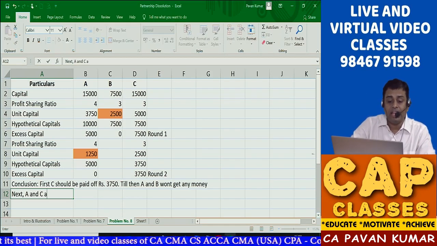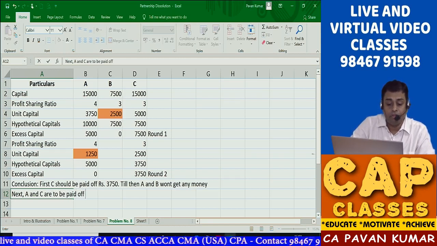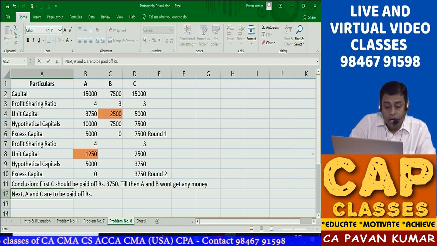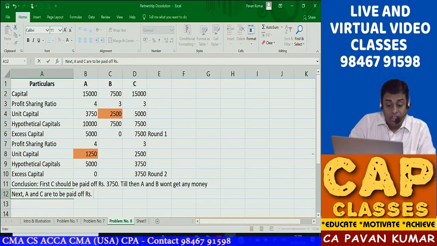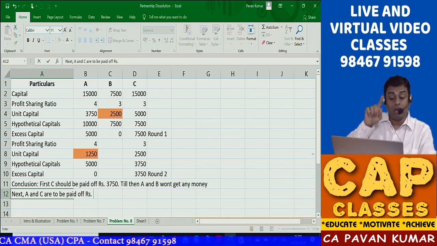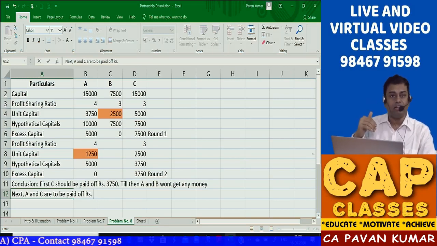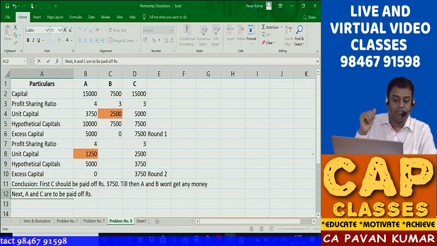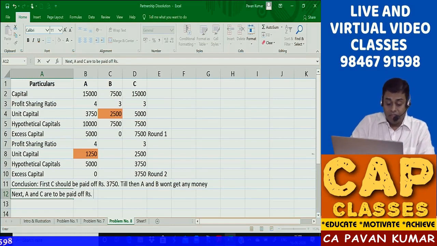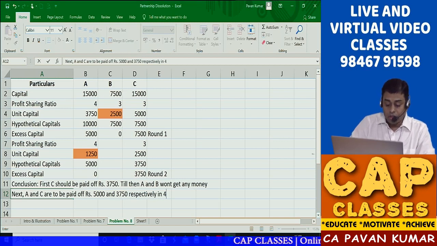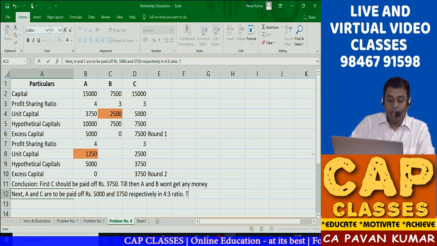Then, next, A and C are to be paid off rupees. A has paid 5,000 excess. C has paid total 7,500, in that already 3,750 is paid. Now another 3,750 is to be paid. Rupees 5,000 and 3,750 respectively in 4:3 ratio. Till then, B won't get any money.